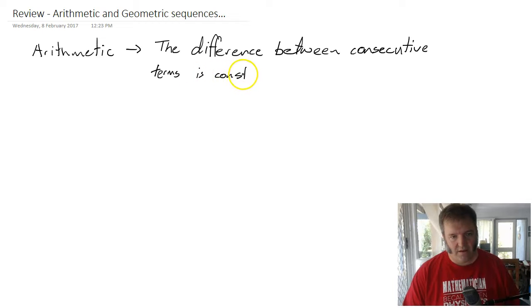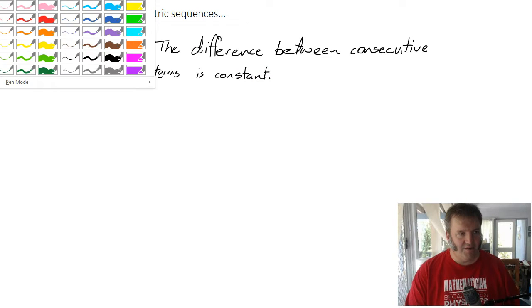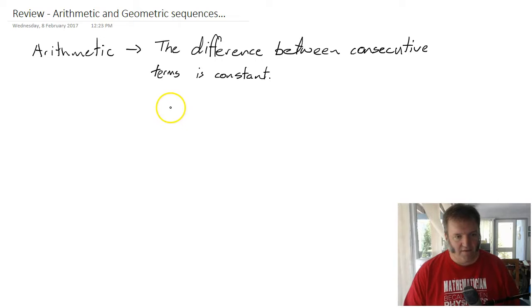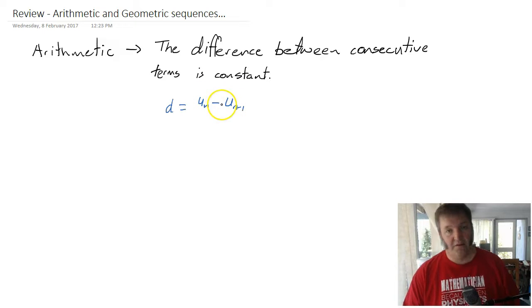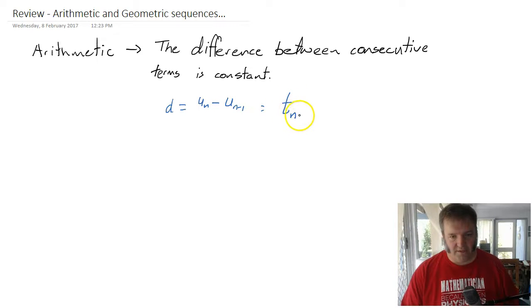How do I write that in a nice mathematical way rather than having all those words on the page? Well, what we would say is that the difference is equal to u_n minus u_(n-1): one term, subtract the term that came before it. Sometimes you'll see that written with t's instead of u's, and I could just as easily say t_(n+1) minus t_n. They're equivalent statements. They're saying the same thing.